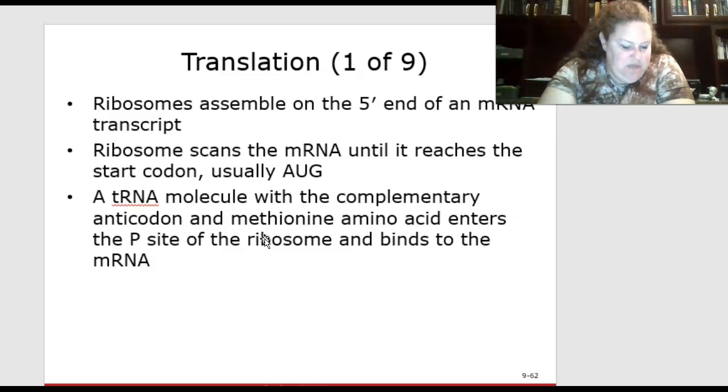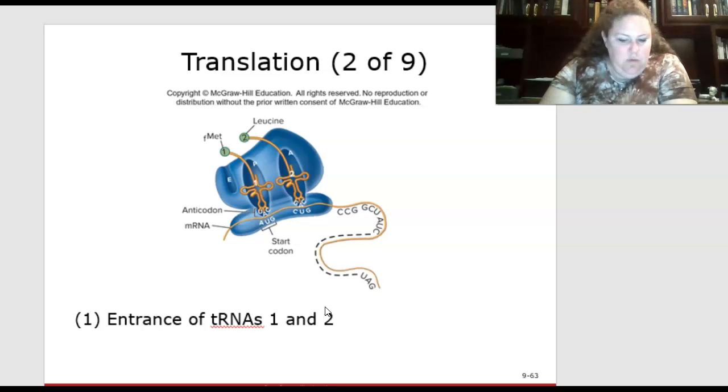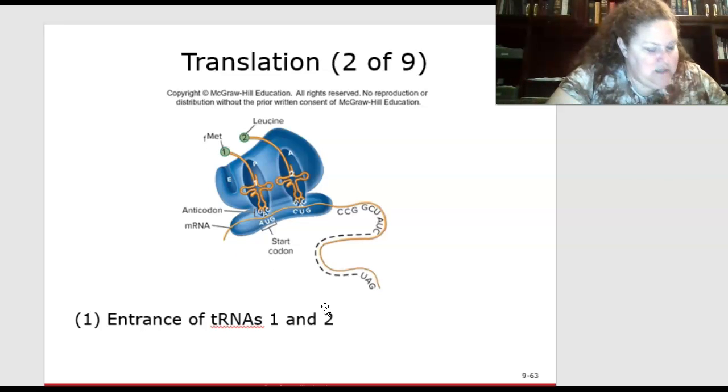So speaking specifically about translation, well, the ribosomes assemble on the 5' end of the mRNA transcript. And then the ribosome scans the messenger RNA until it reaches the start codon, and this start codon is usually AUG. Then a tRNA molecule with a complementary anticodon and methionine amino acid enters the P site of the ribosome, and it binds to messenger RNA. Well, then we have the entrance of tRNAs 1 and 2, and this is the process in figure 9.17. And so step 1 is the entrance of tRNAs 1 and 2.